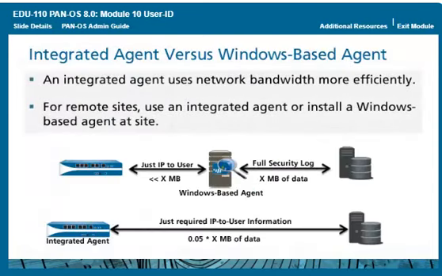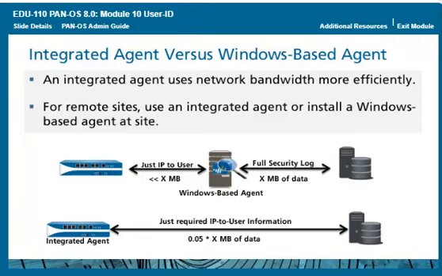Although both the Windows-based agent and the PAN-OS integrated agent perform the same basic tasks, they use different underlying communication protocols. This difference makes each one more appropriate for different environments. The Windows-based agent uses MSRPC, which requires the full Windows security logs to be sent to the agent, where they are filtered for the relevant user ID information.